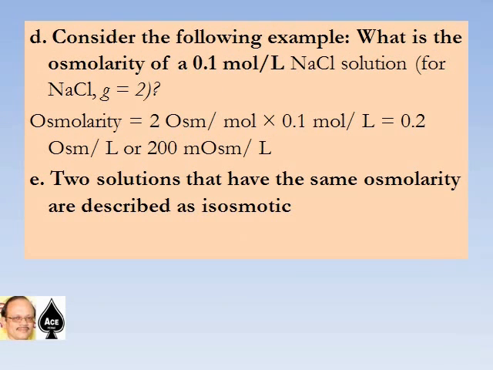Consider the following example. What is the osmolarity of 0.1 mole per liter of sodium chloride? For sodium chloride, G is equal to 2. So, osmolarity is equal to 2 osmol per mole into 0.1 mole per liter, which equals 0.2 osmol per liter, or 200 milliosmol per liter. Two solutions that have the same osmolarity are described as isosmotic.